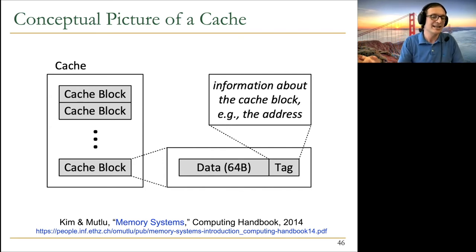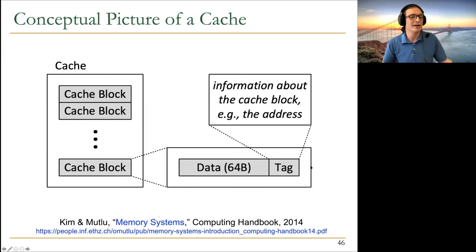Data is clearly the data at that address, of that block at that address. Tag is the address information and maybe some other metadata. For example, valid. Is this cache block valid? Meaning, is there something in this location in the cache that I brought from memory? That's the purpose of a valid bit. It has to be in the tag store because you don't want to access the cache and get some random data that you didn't bring in, right? So you need to understand whether what you have in the cache is valid or not.